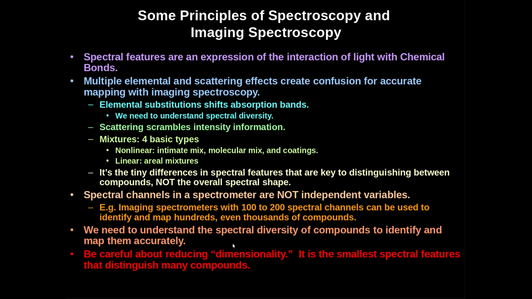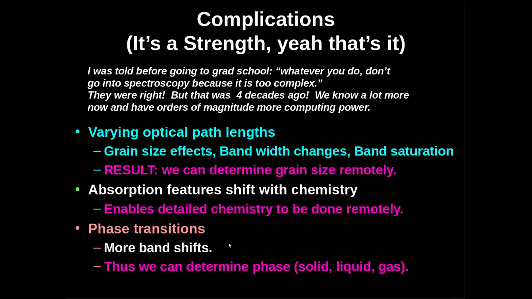There's an idea in the remote sensing community about reducing dimensionality of a complex data set. But it's the smallest spectral features that distinguish many compounds. So if you reduce dimensionality too much, you might actually reduce the ability to distinguish between some compounds. So yeah, complications. If it's complicated and we don't understand it, it's a detriment. But if we can understand it, it's a strength.